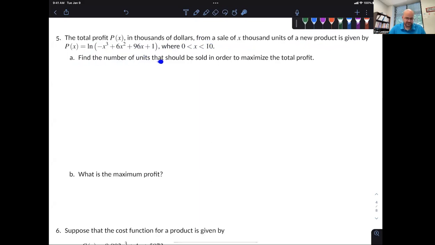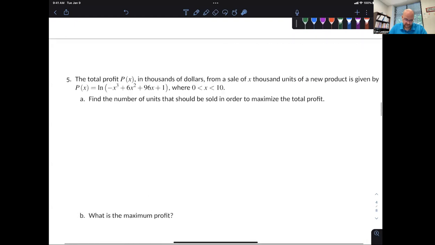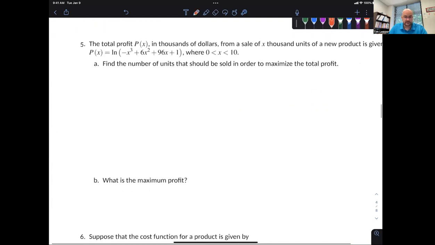A, find the number of units that should be sold in order to maximize the total profit. So if we want to maximize the profit, we want to find the relative extrema, technically the absolute extrema, in the interval from 0 to 10. So let's go ahead and find the derivative of this function.